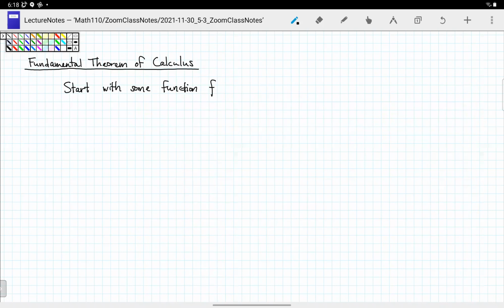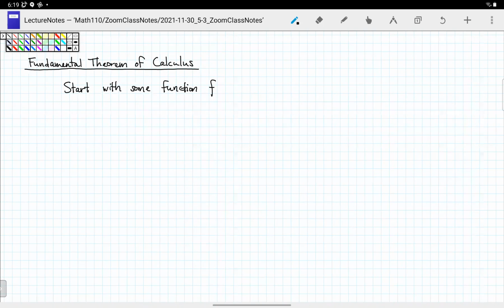So I want to look at both statements of the fundamental theorem of calculus and actually see what this fundamental theorem of calculus will do for us for practical purposes. Okay, so the first statement of the fundamental theorem of calculus, you start with some function f. I believe that f has to be continuous. I don't remember.